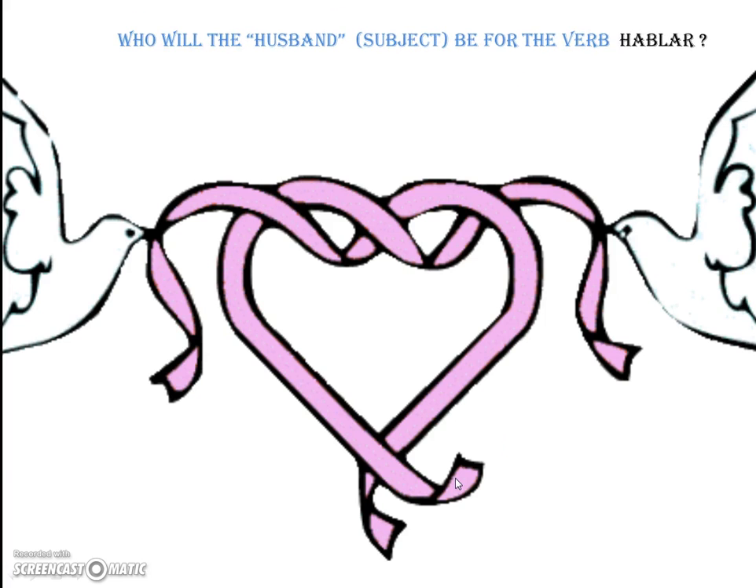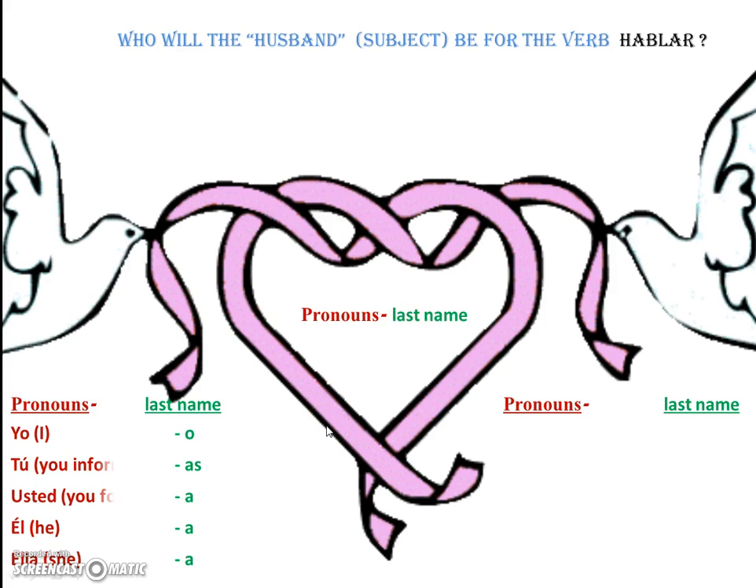Let's practice with the verb hablar. Who will the husband, meaning the subject, be for the verb hablar? So the subjects are going to be the pronouns. And for each pronoun, they each have a last name. Okay, so here we go. In this case, the pronouns are I, you, he, she. In Spanish, yo, tú, usted, él, ella.